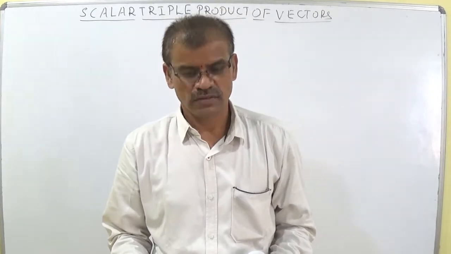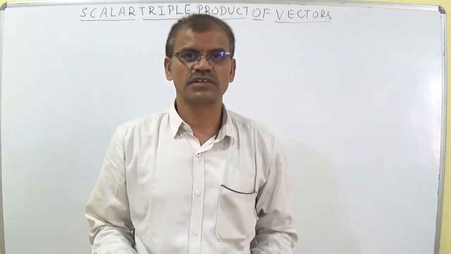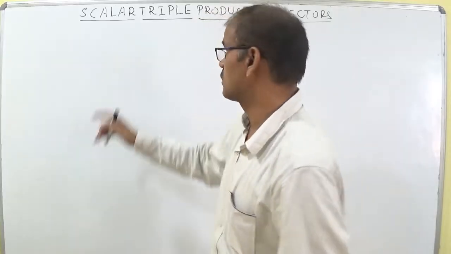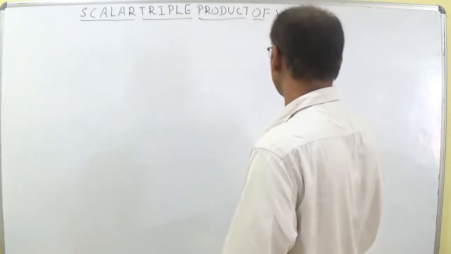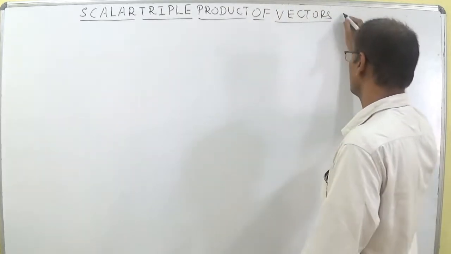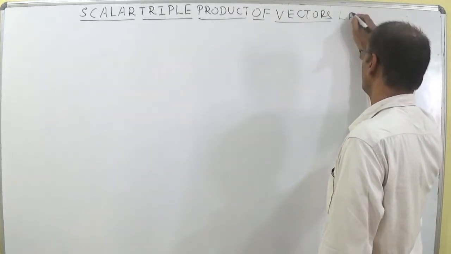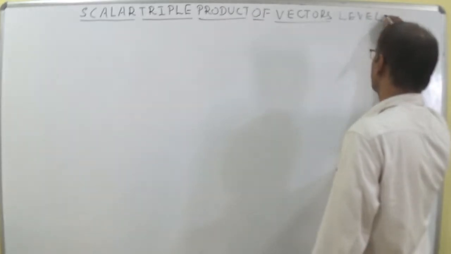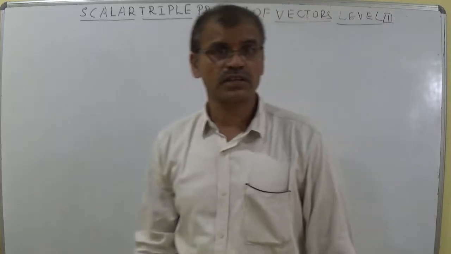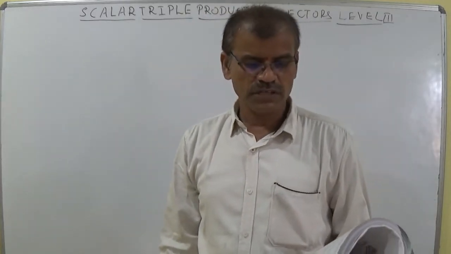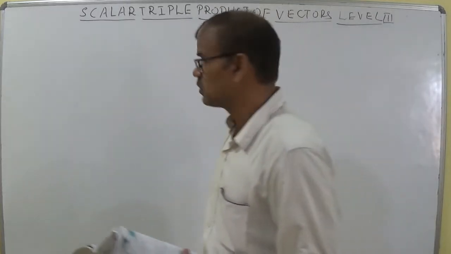Dear students, until yesterday we have discussed the topic scalar triple product of vectors. Now we are in the topic of scalar triple product of vectors. We are handling the bits in level 3. In level 3 we have discussed 14 sums. Now let us continue from the 15th question.